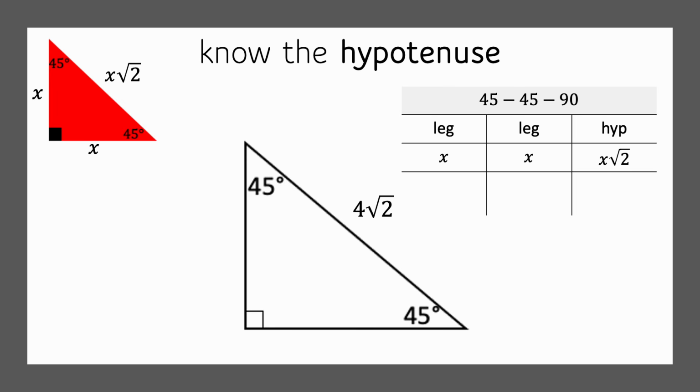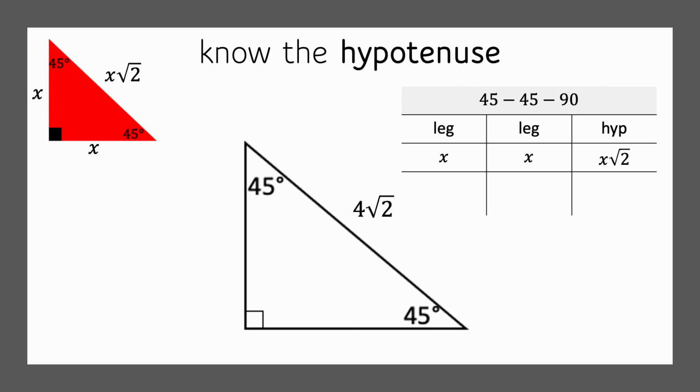It's a bit trickier when you start by knowing the hypotenuse, but it's still not too bad. We just need to reverse the process. So look up here at the table. See where it says x root 2? Well, to get x by itself, I just need to divide by root 2. And then those root 2's cancel, and I'm left with just x.